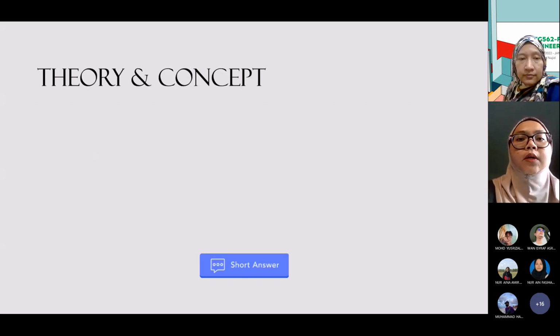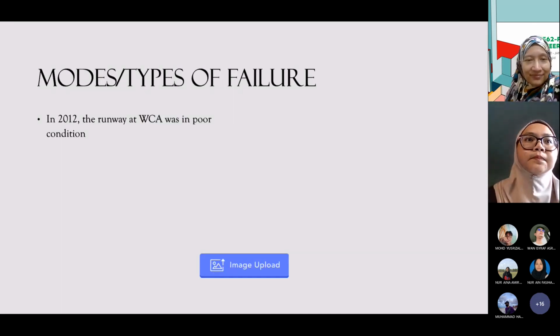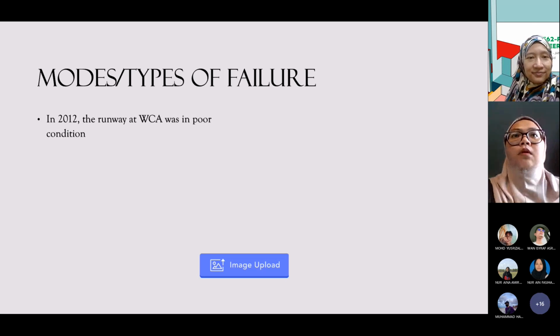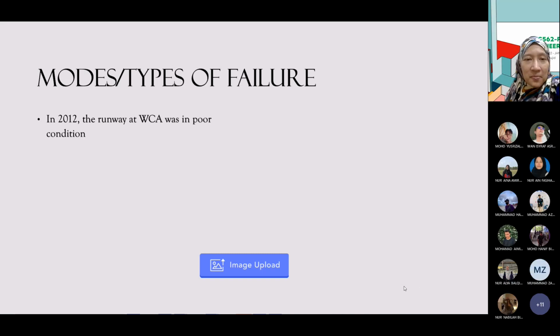Next, Nadia will present about the type of failure. Okay, for the type of failure, in 2012, the runway at Whitsunday Coast Airport was in poor condition.